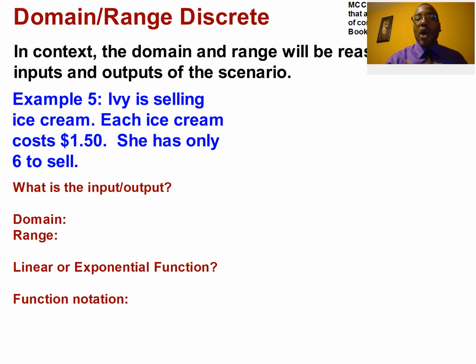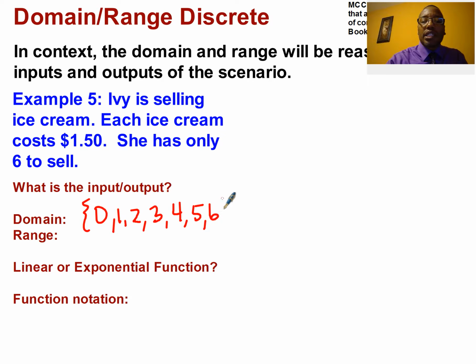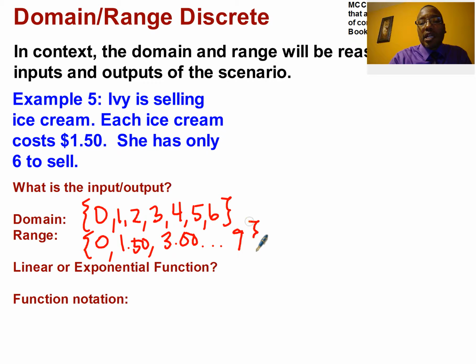On this example, we don't have the graph, but looking at this from yesterday's standpoint, we had the input of number of ice creams. So my domain, the input, would be 0 up to 6. 3, 4, 5, and 6. And the output for this one would be the dollar amount. And it would be $0, $1.50, $3, all the way up to $9.